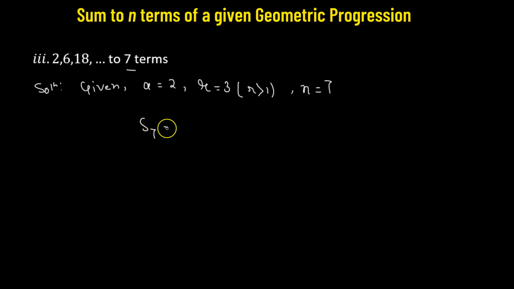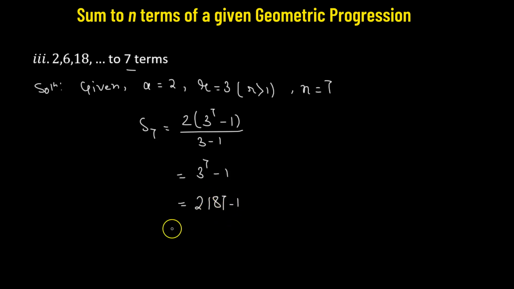So the sum up to the 7 terms will be equal to the first term multiplied by 3, the common ratio, raised to the power of 7 minus 1, divided by r minus 1, which is 3 minus 1. So 3 minus 1 is 2. The 2 and 2 from the numerator and the denominator cancel out. So we're left with 3 raised to the power of 7 minus 1. Let's find out the value. 3 raised to the power of 7 is 2187, minus 1. So our final value will be 2186. So this is going to be the sum up to the 7 terms of the given geometric progression.